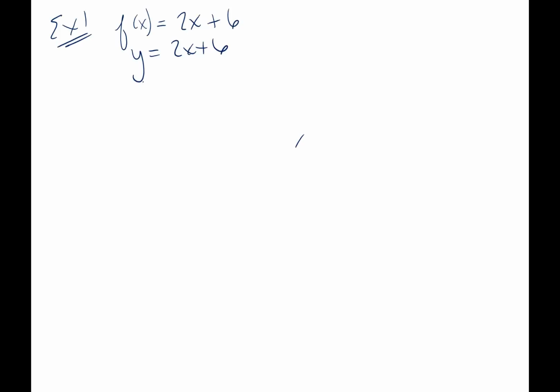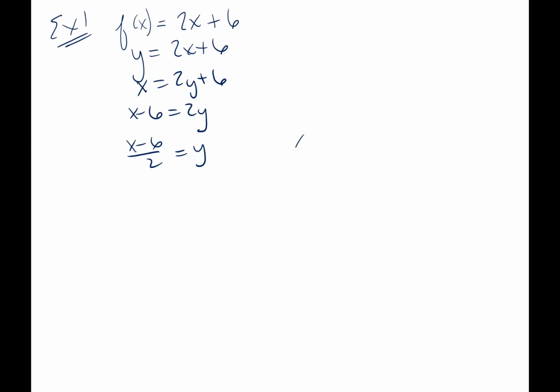Okay, so hopefully you've tried it on your own. We're going to switch our x and our y. That's the big key to it. And then I'm going to go ahead and subtract the 6 over. And now we're going to divide by 2. That's a perfectly good answer.